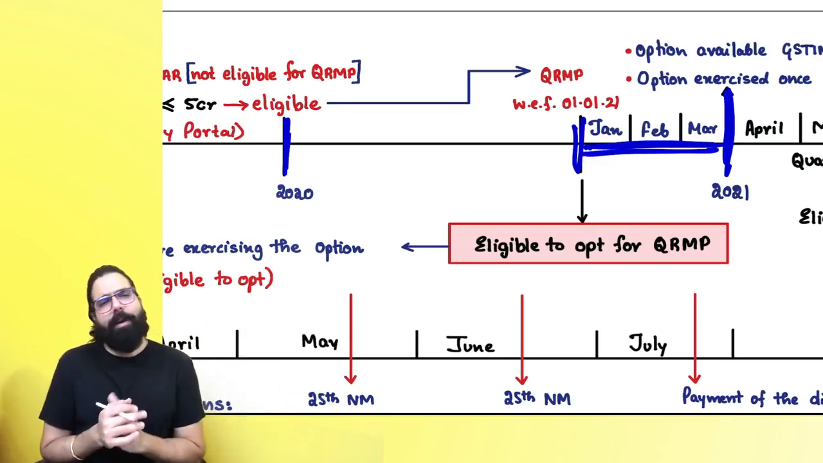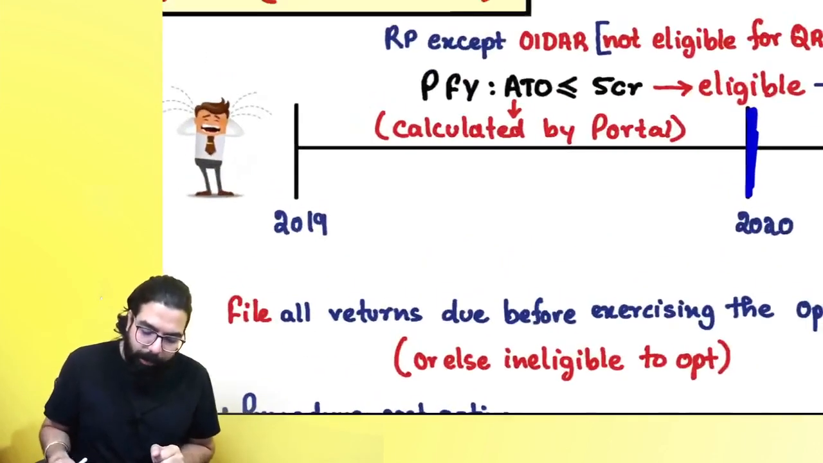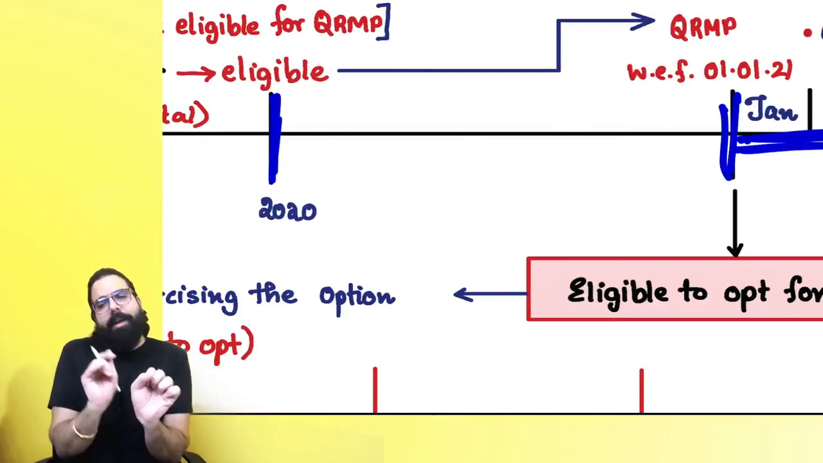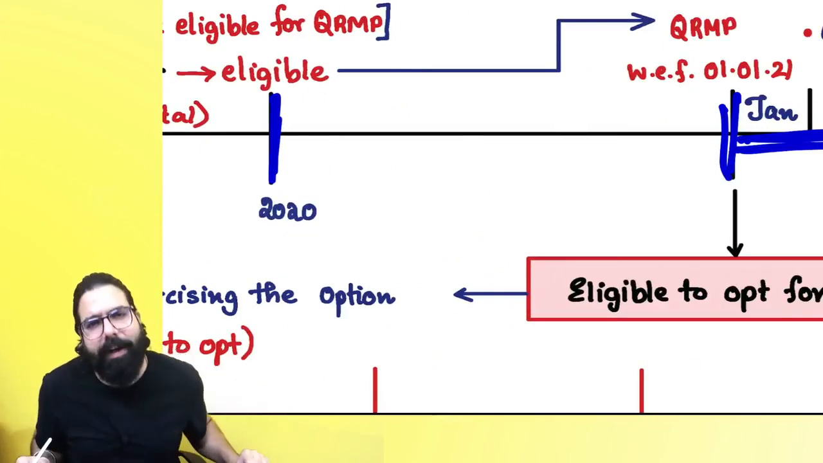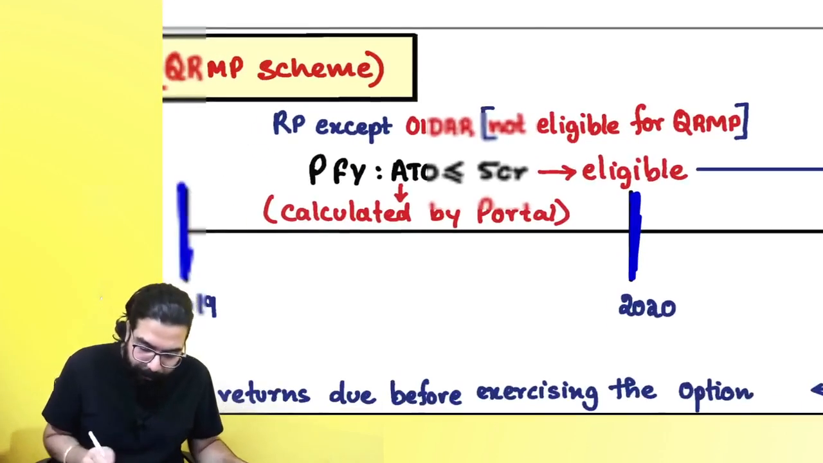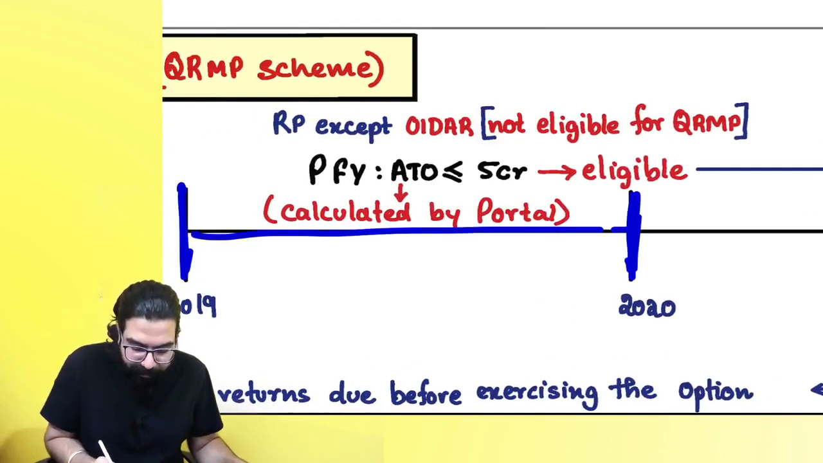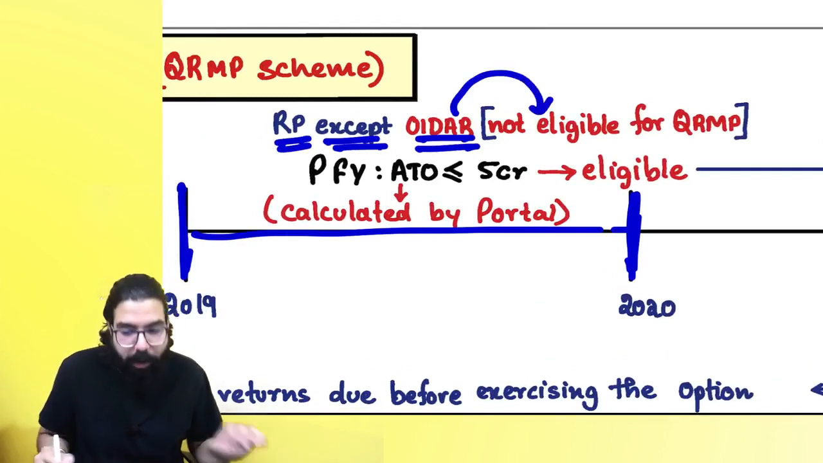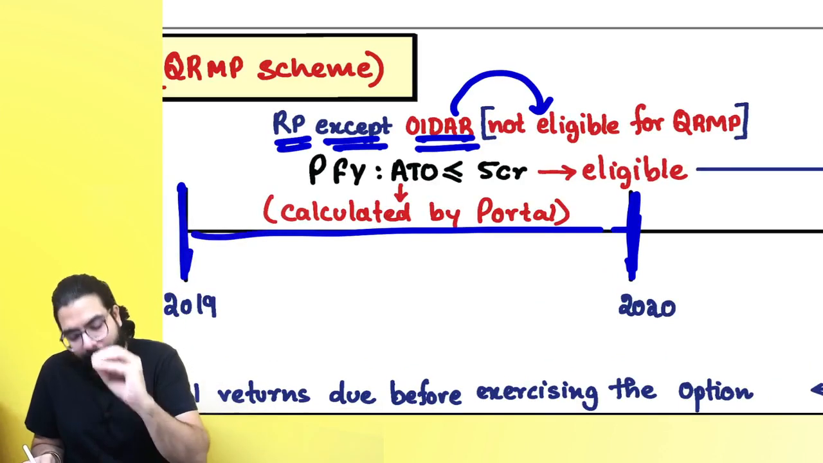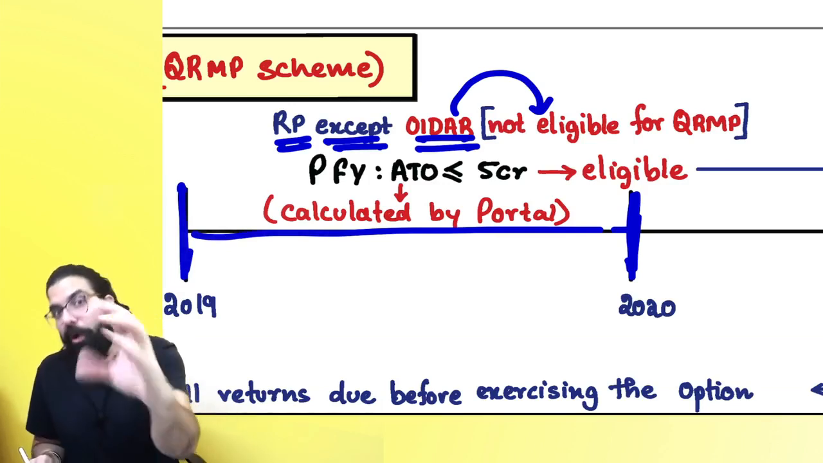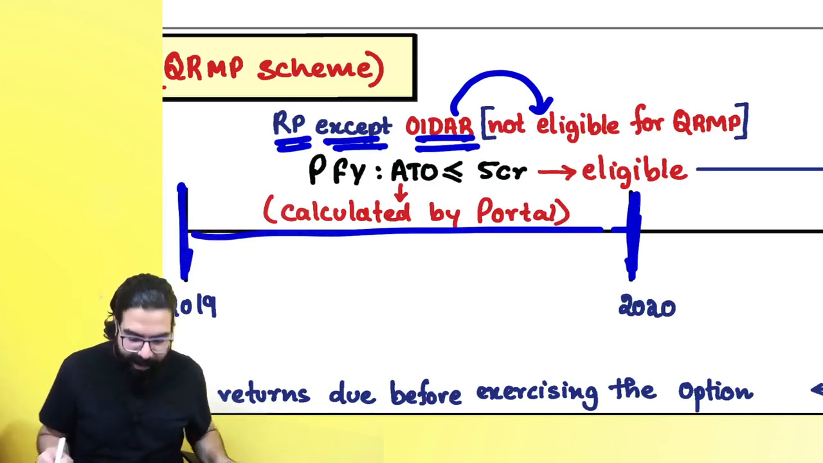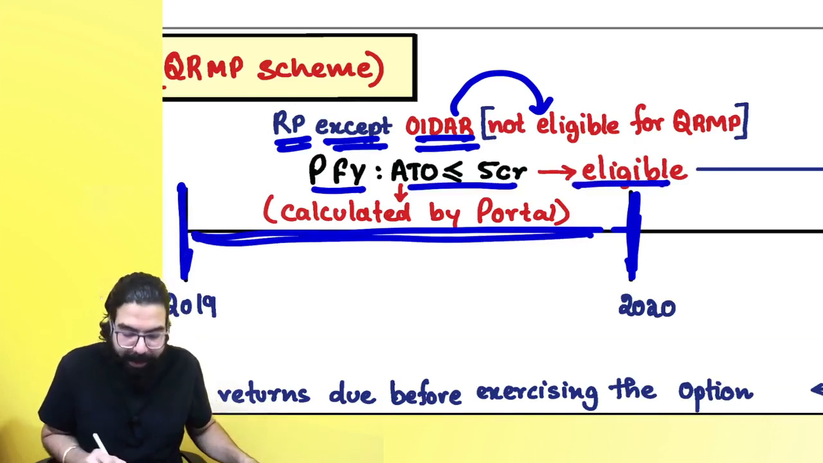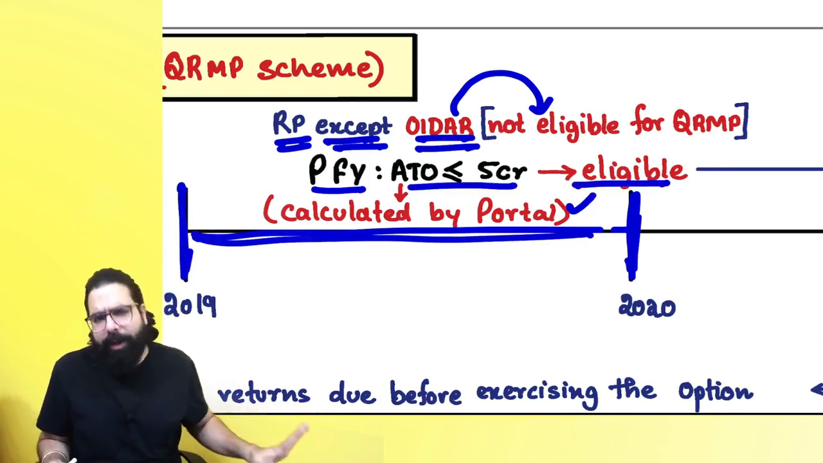Now, who will be the people who will be eligible for the QRMP scheme? The government told, we will see your turnover in the previous year. For 2021, the previous year was 2019-20. Hence, the government told that in the preceding financial year, a registered person other than OIDR. OIDRs are those people who are not eligible for the QRMP scheme. Okay, sir. And if your turnover in this year was less than or equal to 5 crore, you will be eligible, and this turnover is calculated by the portal.